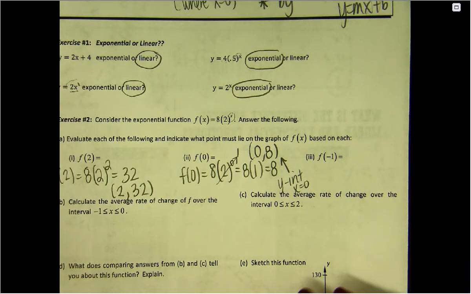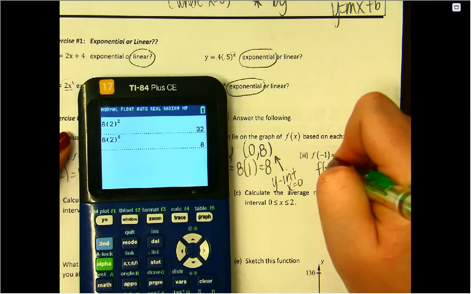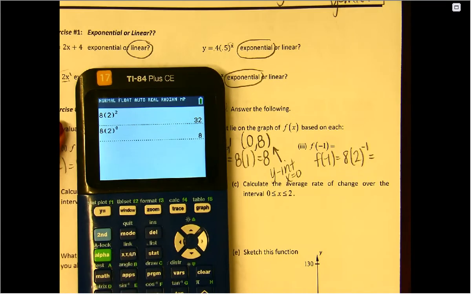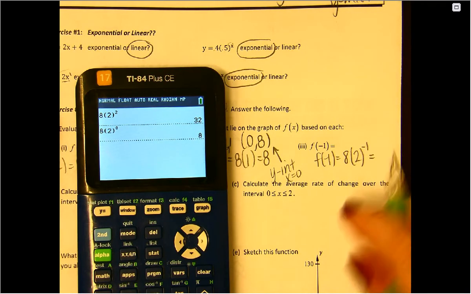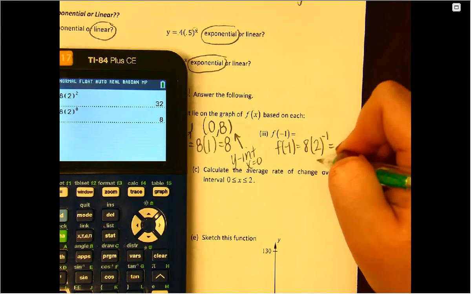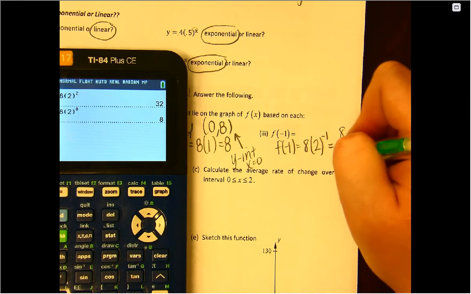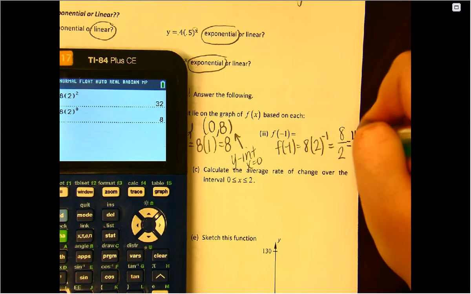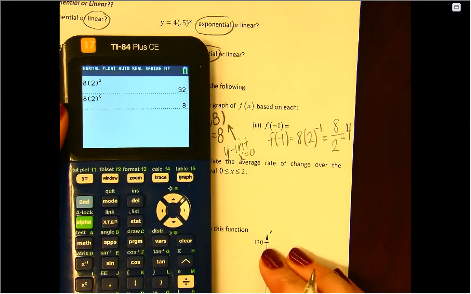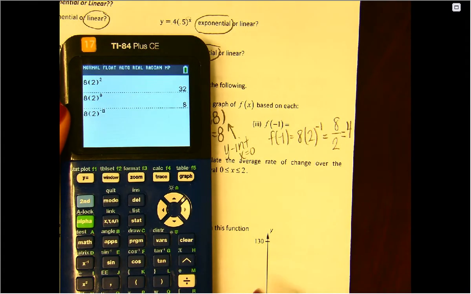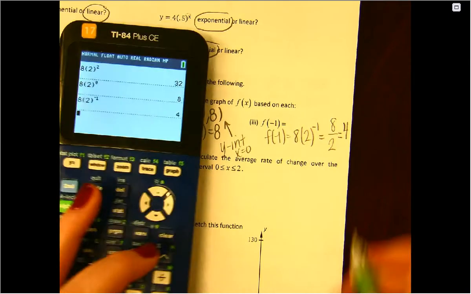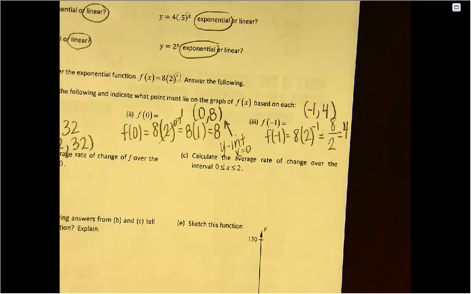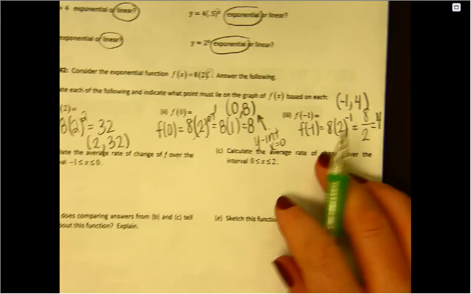Okay, last one. So f of negative 1 is 8 times 2 to the negative 1. If we didn't want to use our calculators, this has a negative exponent, so we could put it down to the bottom. And I now have 8 divided by 2, which is 4. But let's prove it to ourselves. So I have 8 times 2 to the negative 1, which is 4. And this would be the point negative 1 as my x, 4 for my y. So this is the point that must lie on the graph.